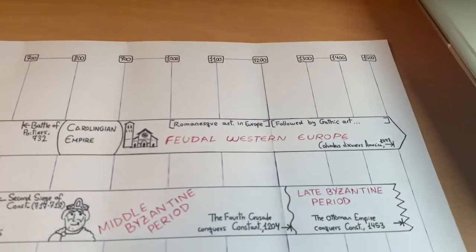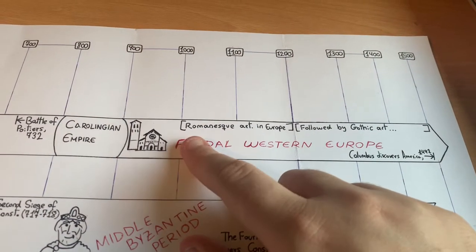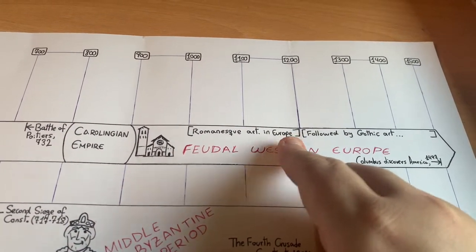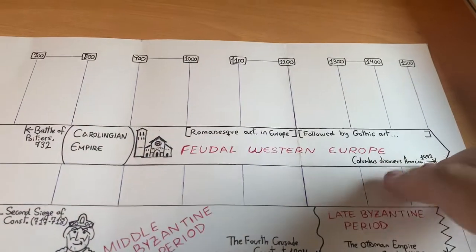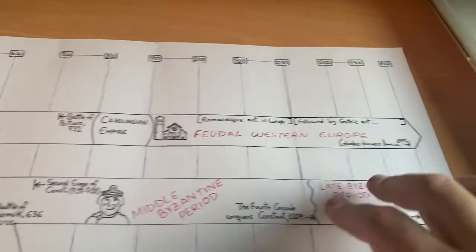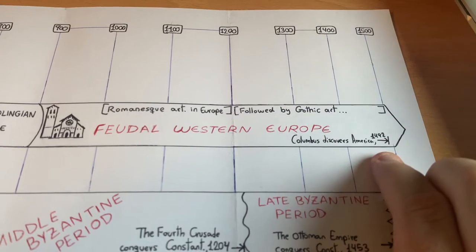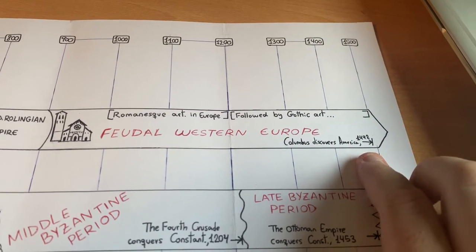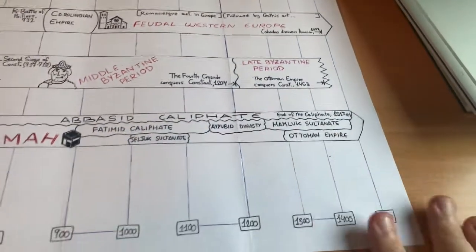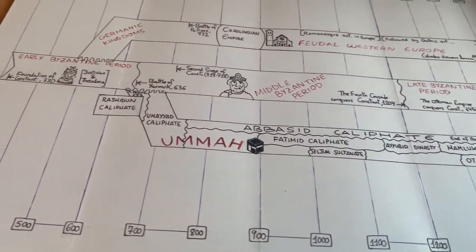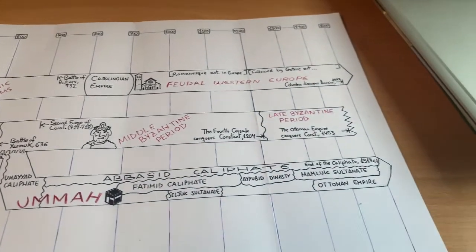I added a few dates that you may not know here. So this is Romanesque art between the 1000s and 1200s. And then from here to the end, we have Gothic art. We will study it later. And at the end of this period, in 1492, Columbus discovers America. That is traditionally the end of the Middle Ages, that or the Ottoman conquest of Constantinople. Okay, so this is how the timeline looks so far. Let's see how it looks with color.